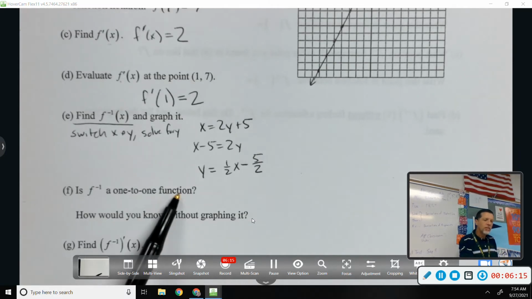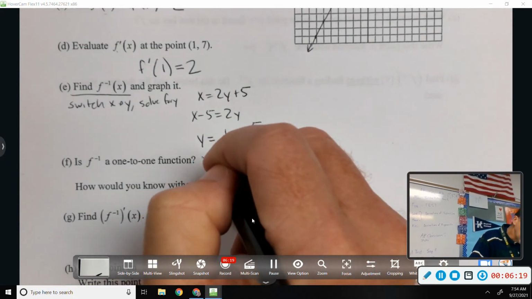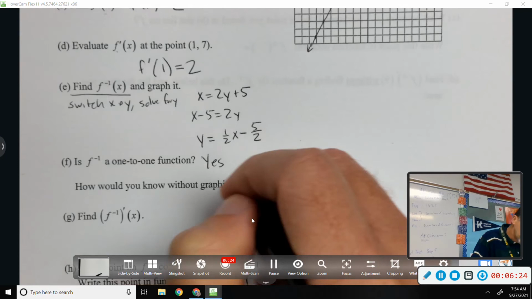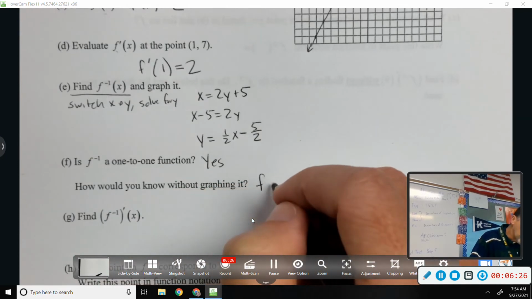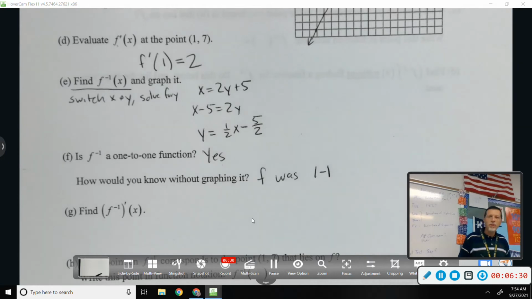Is f inverse a one-to-one function? You may not know yet, but the answer is yes. How would you know? Because f was one-to-one. That's part of what it means to be a one-to-one function: if the function is one-to-one, then the inverse is also a function.